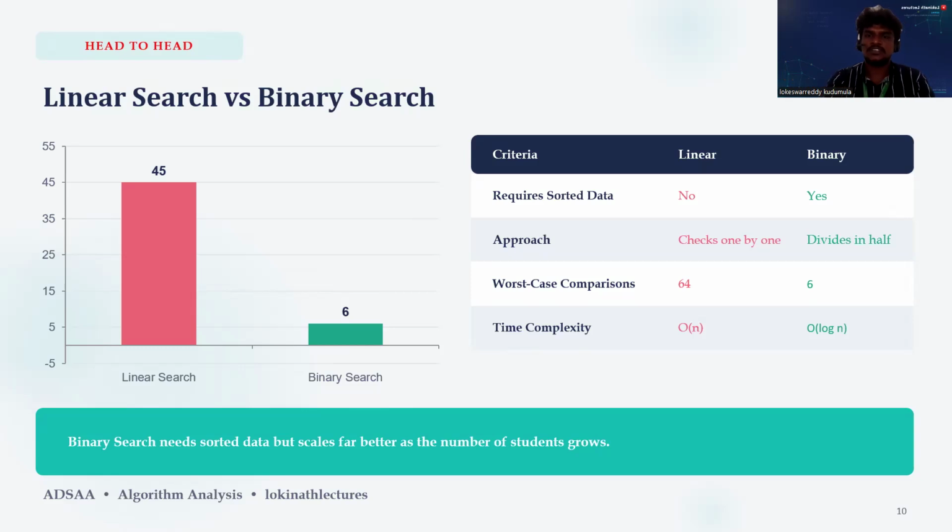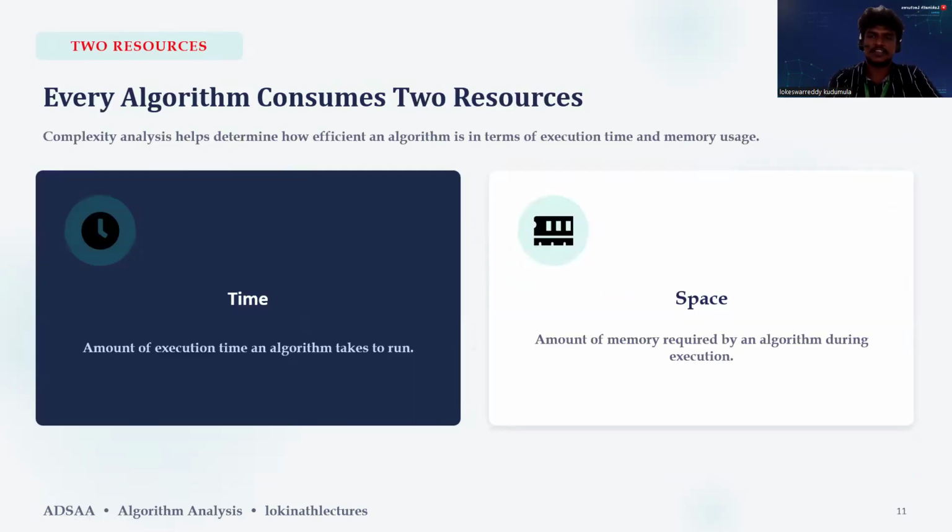So the worst case comparisons are 64 comparisons and 6 comparisons. The time complexity is big O of n for linear search and big O of log n for binary search. This is all about linear search and binary search comparisons.